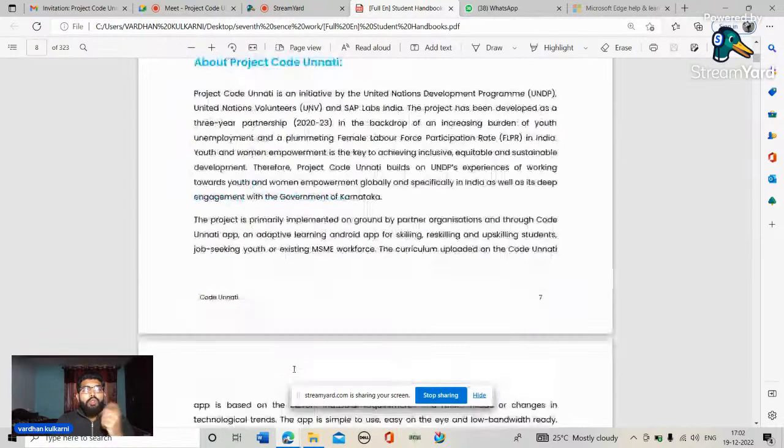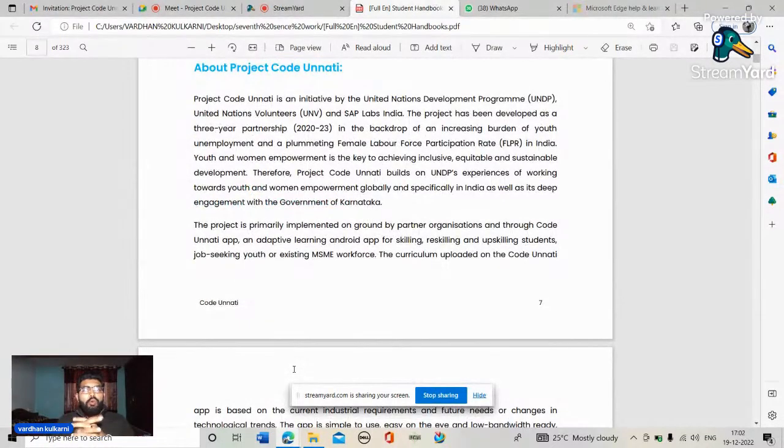Well, so about Project Code Unnati. Project Code Unnati is an initiative by UNDP, the United Nations Development Programme, along with United Nations Volunteers and SAP Labs India. The project has been developed as a 3-year partnership from 2022 to 2023, against a backdrop of the increasing burden of youth unemployment and plummeting female labor force participation rate, FLPR.